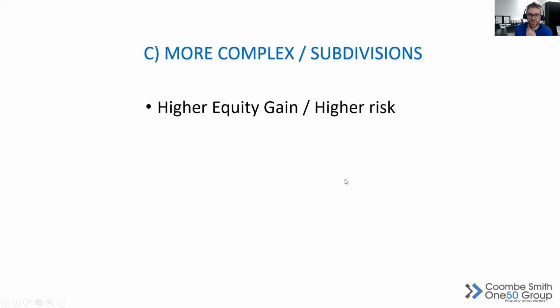Cool. Onto my last option to discuss. There's a lot more complex things that you can do. Generally, if you do a subdivision, you're taking a higher risk, so you want a higher equity gain from it. There's no way I'd do a subdivision if you only made 20,000 capital gain from it. You're looking at making 100, 200,000. You're looking at making a big amount of equity gain. Otherwise, why would you bother?